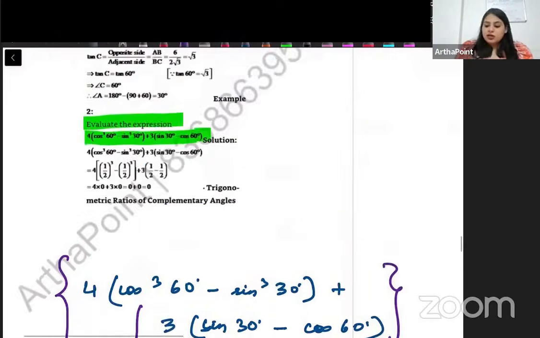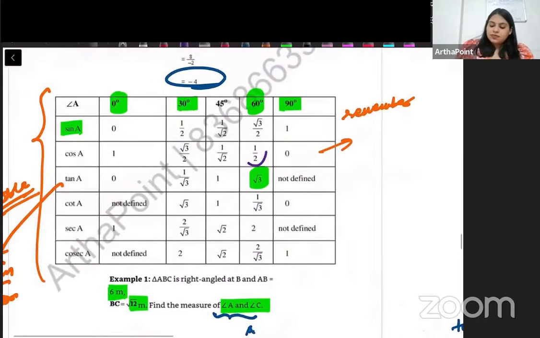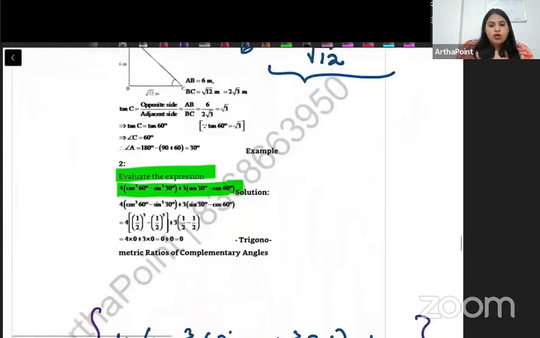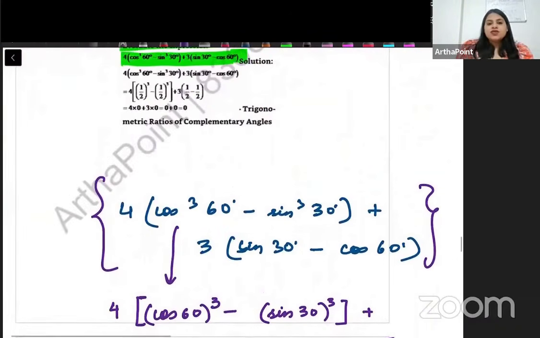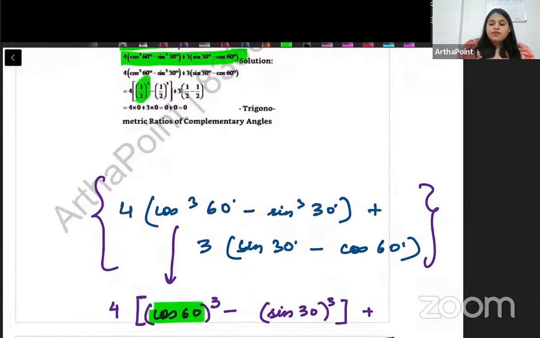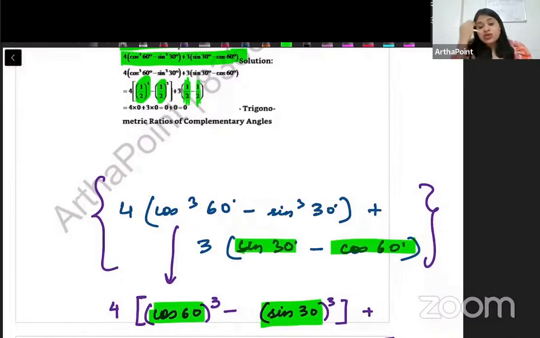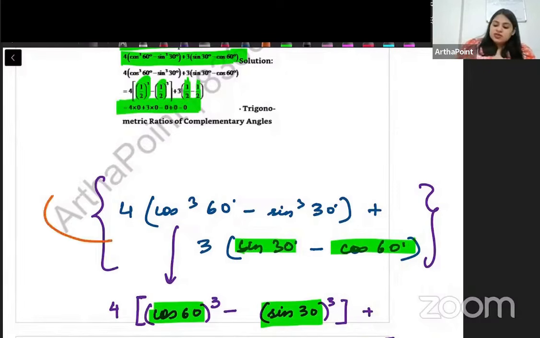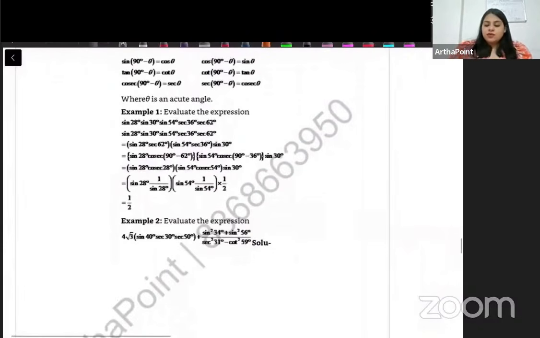These values are all known, right? Cos 60 you know from here, half. Sine 30 also you know, half. So you know all those values, beta. Just values have to be put in. So you can plug in: in place of cos 60, I have written half whole cube. In place of sine 30 also half whole cube. Sine 30 is half and cos 60 is also half. So the halves will cancel out. Half minus half is 0. So you will simply get the answer as 0. So the answer to this entire expression will be 0. Right? Now come to the next question.